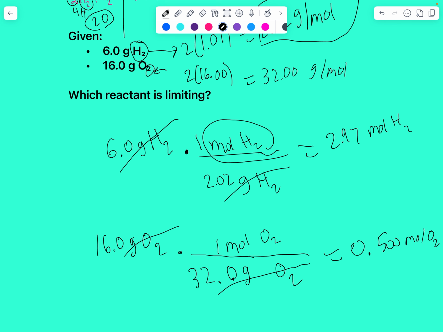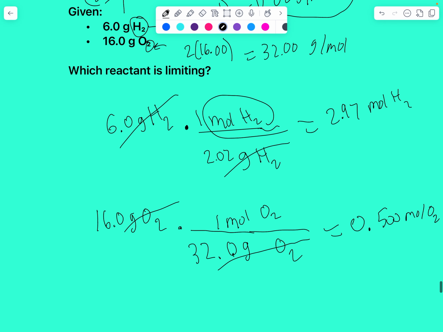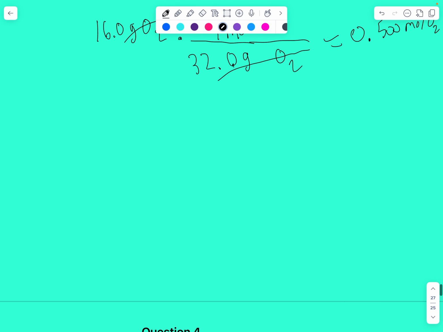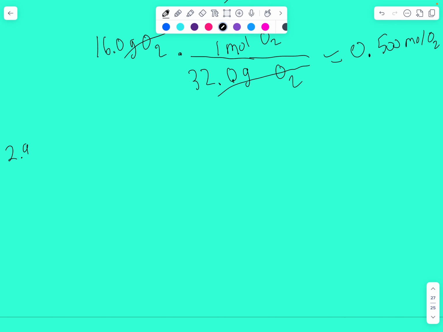Step 2 is calculate the product from each reactant. So we have 2 moles of H2O divided by 2 moles of H2, right? That's what we're trying to do. So we're going to start with H2. You're going to take 2.97 moles of H2, and you're going to divide by 2 moles of H2.